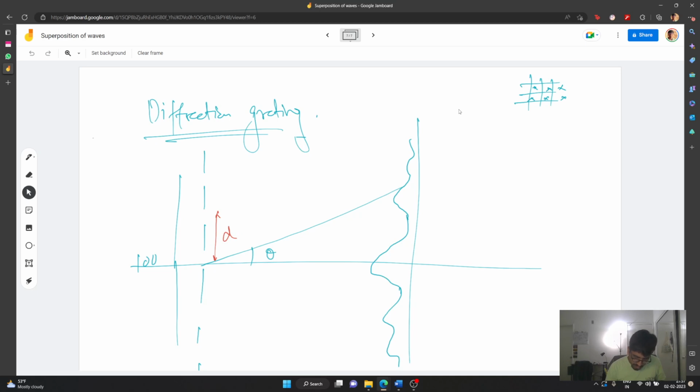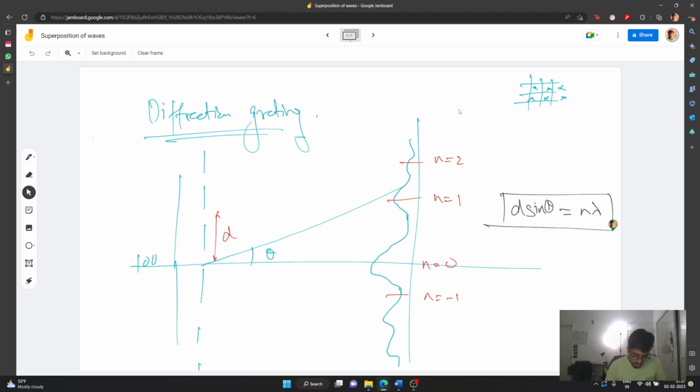If you are measuring the nth peak, this is the n equal to 0 peak, this is the n equal to 1 peak, this is the n equal to 2 peak. Similarly, this is minus 1. So the relation that was found here looked something like this: d sine theta is equal to n times lambda.